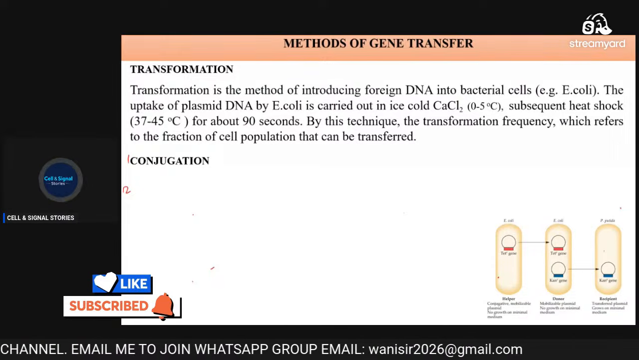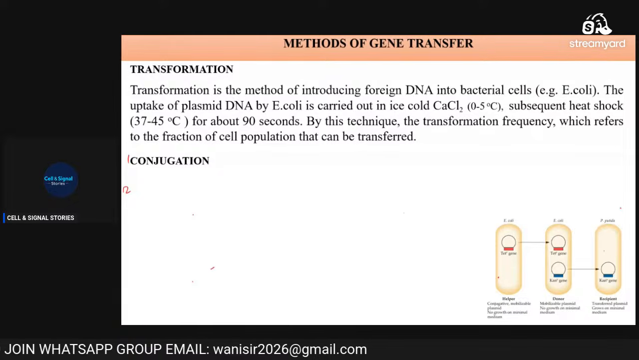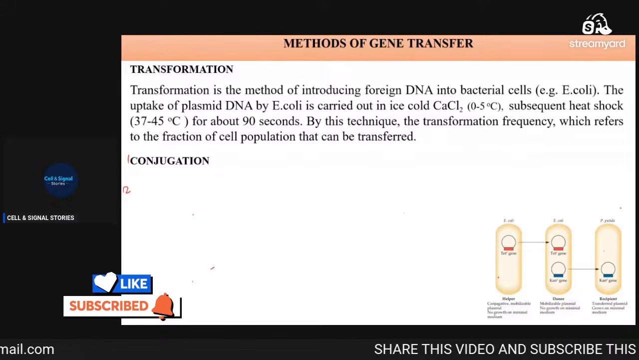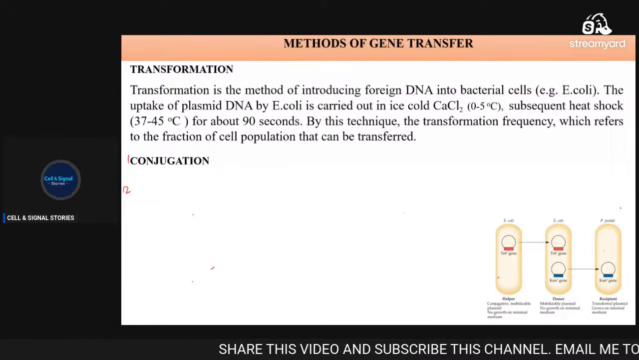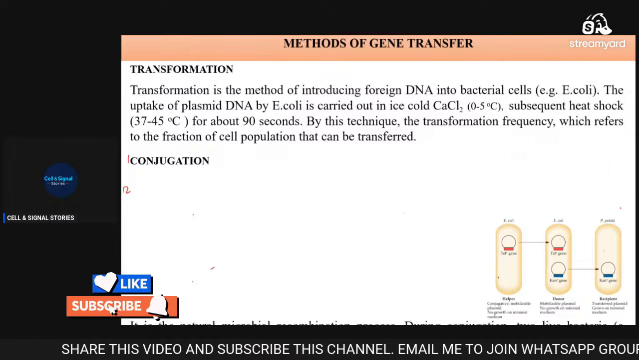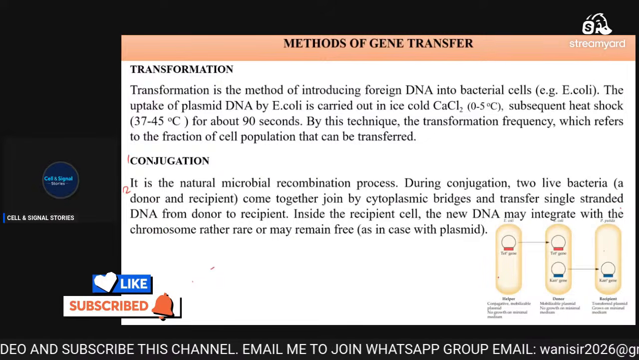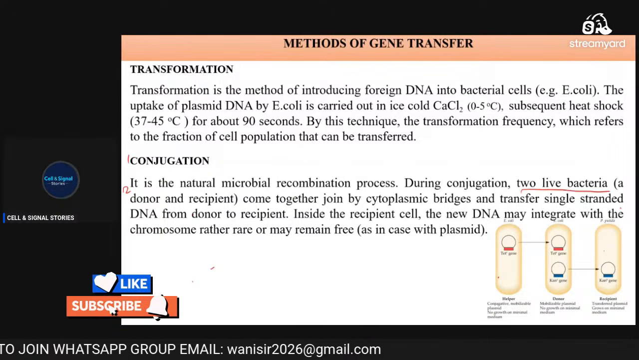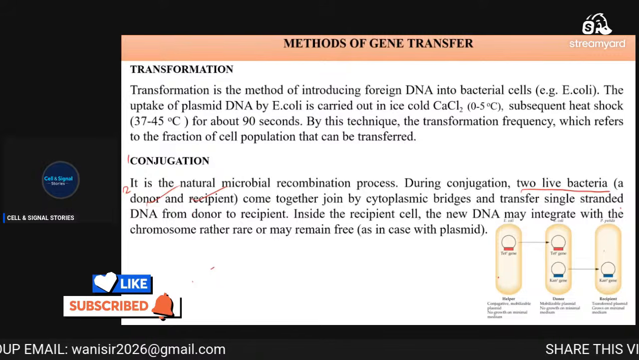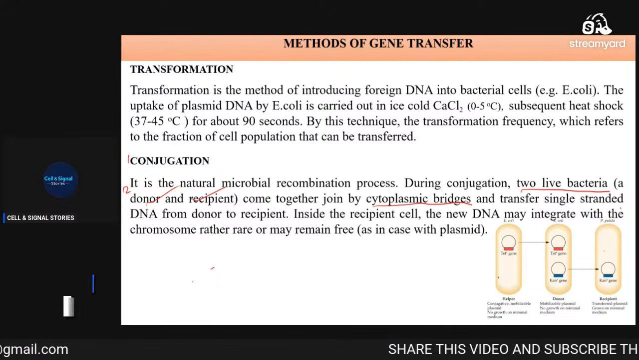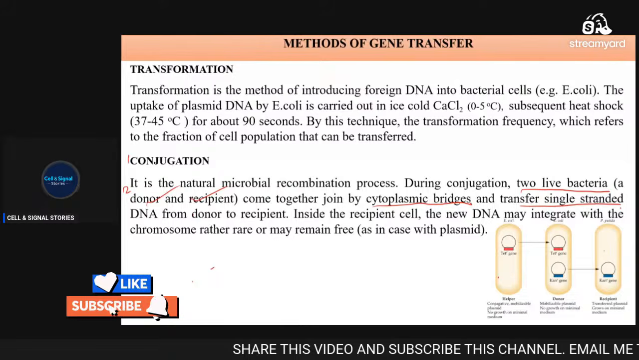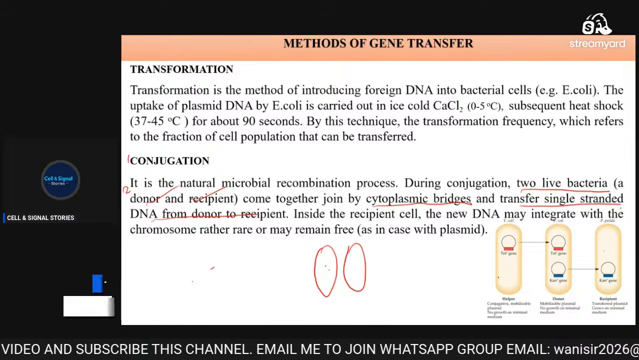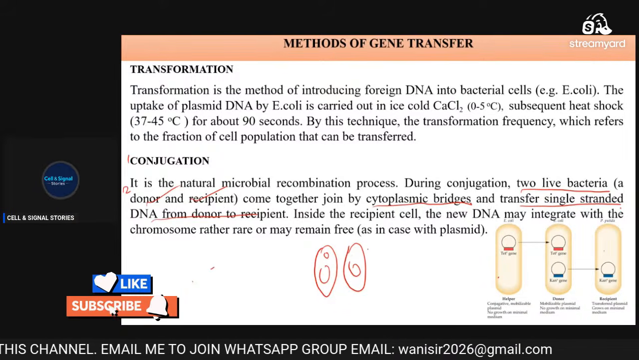Now we will understand conjugation. What is conjugation? Conjugation is a natural bacterial recombination process in which two live bacteria, one is donor, another is recipient, come together and join by cytoplasmic bridges and transfer single stranded DNA from donor to recipient. That means two bacteria, one is donor, another is recipient.